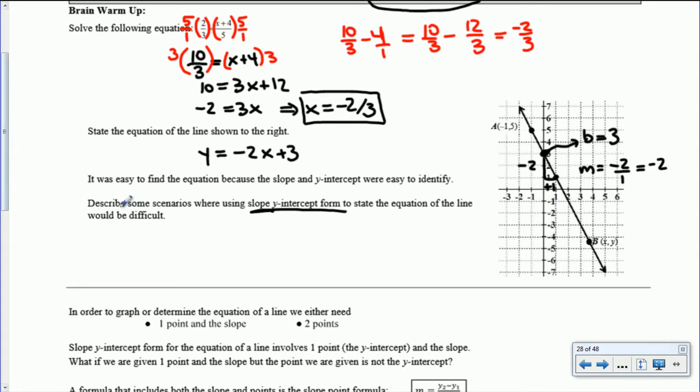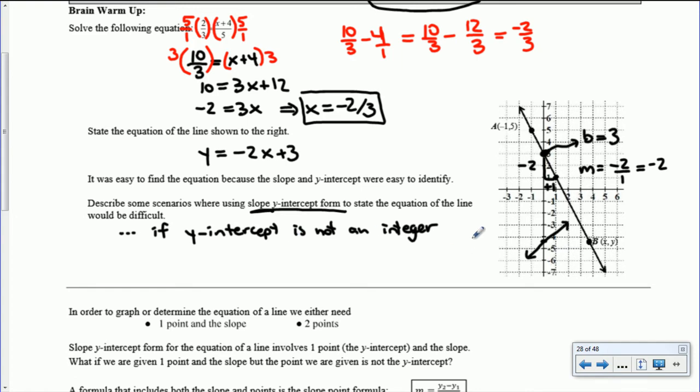For example, if the y-intercept is not an integer. So if this line crossed through, for example, somewhere like that, it's a bit hard to estimate. Is that like 4.2? Is it 4.5? So on. So that would be tricky.